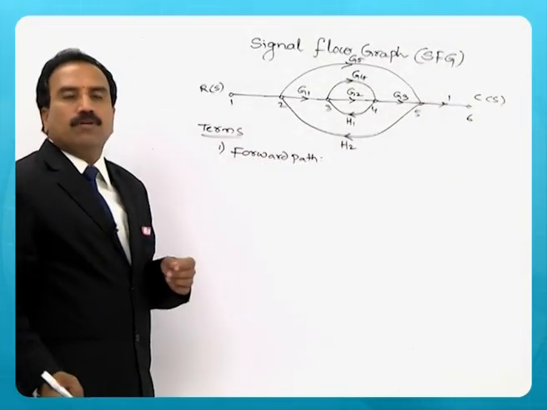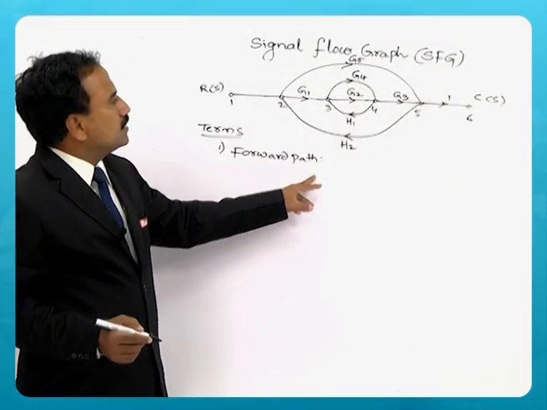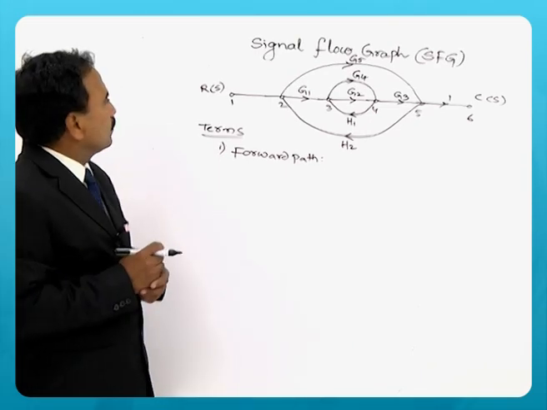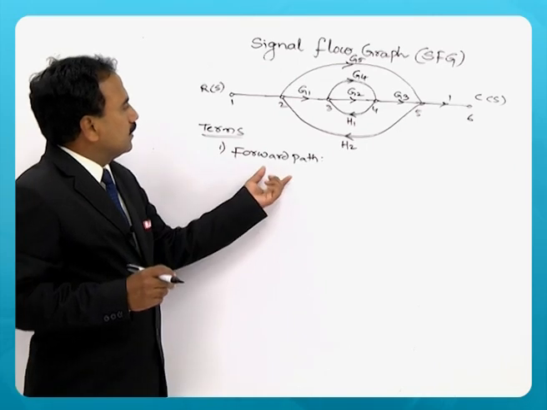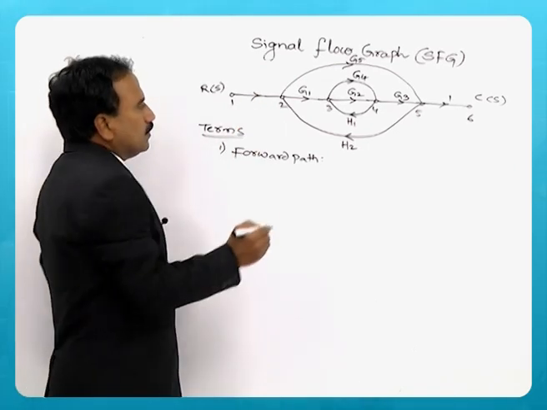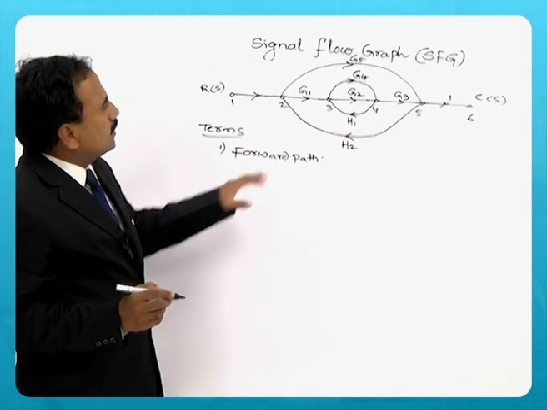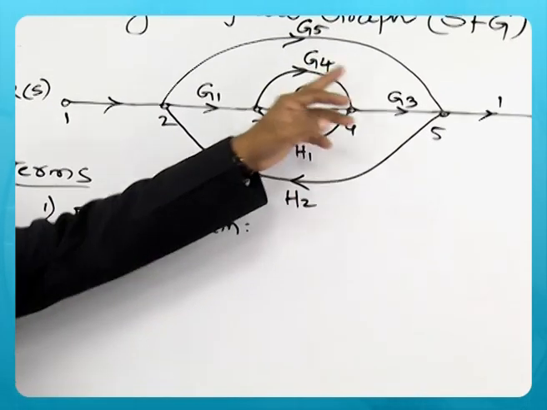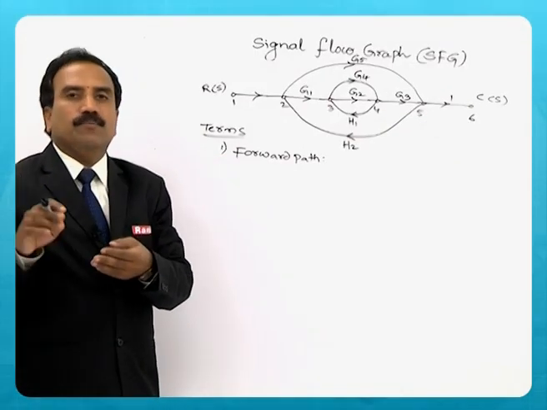What is meant by forward path? Forward path is the path connecting input and output nodes. So you can see that in a signal flow graph, arrows are indicated that there is a signal flow.